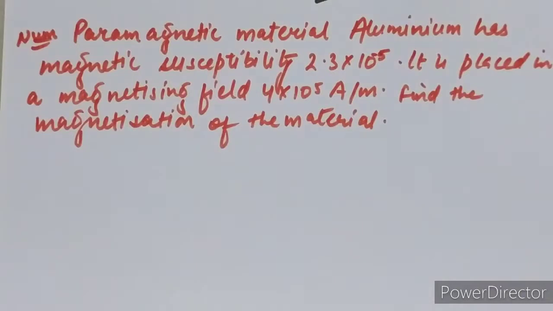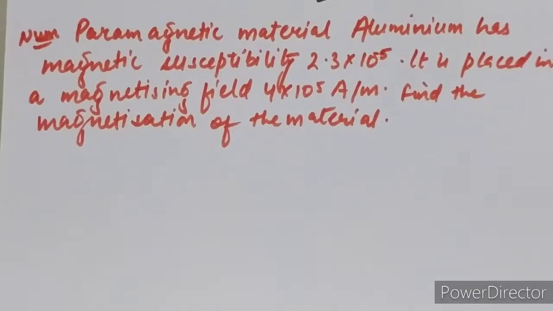Clear? Okay. There is one paramagnetic material, aluminium, whose value of magnetic susceptibility has been given. It is placed in a magnetizing field and that value is also given. You have to calculate the value of magnetization, meaning the intensity of magnetization. Such a simple question, isn't it? We just have to put in the formula, nothing else.